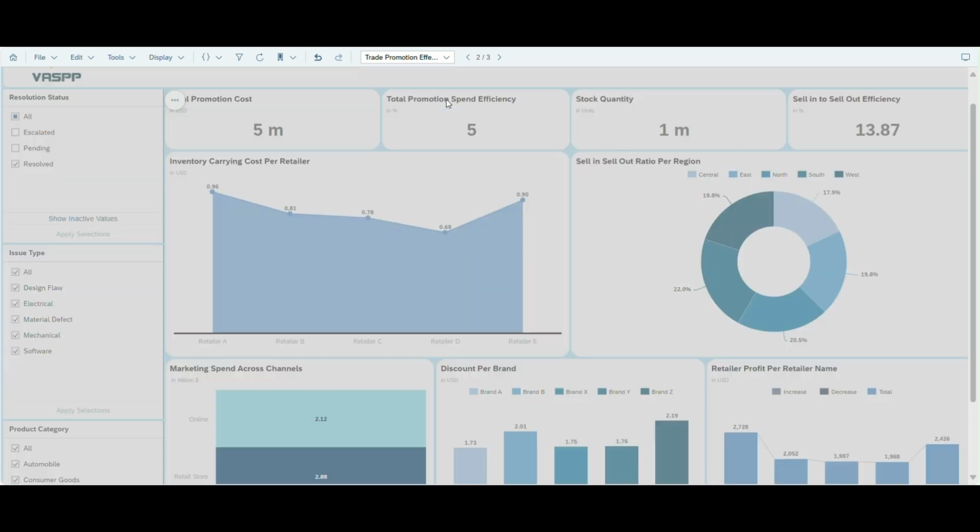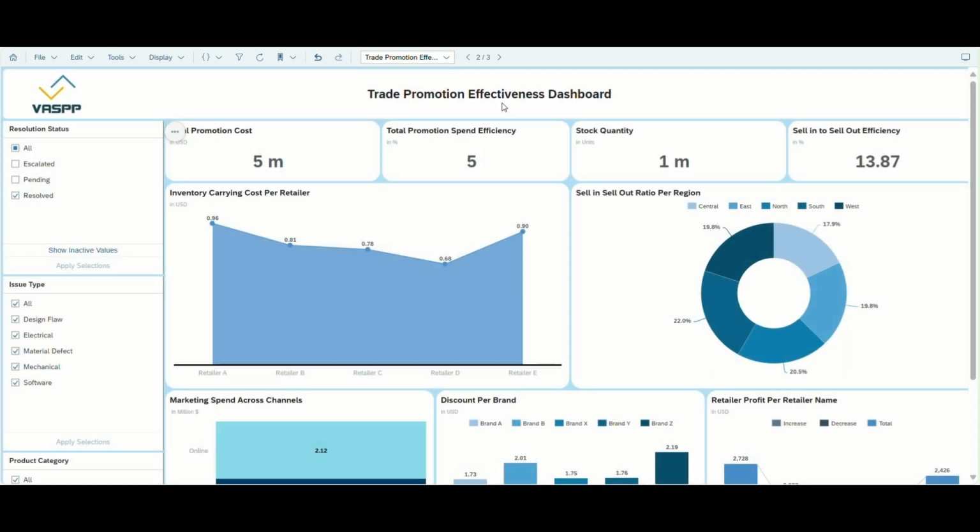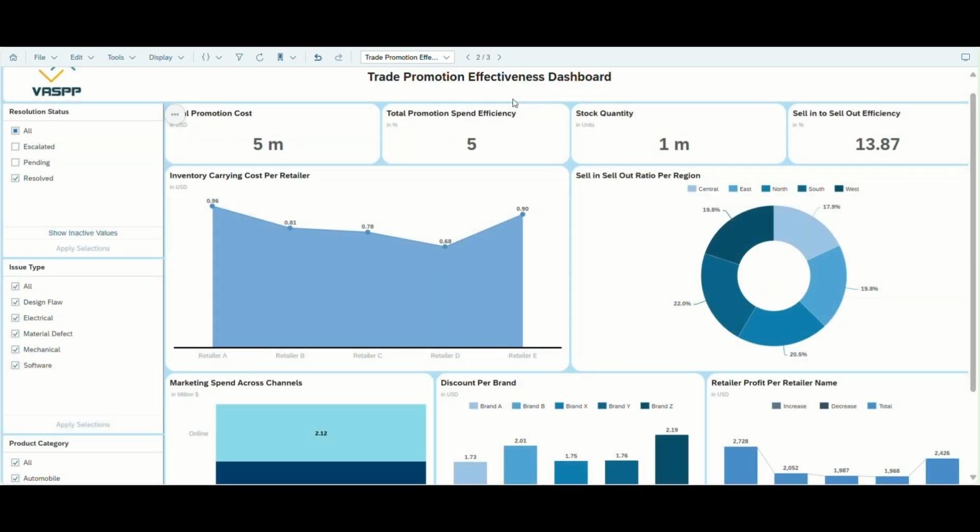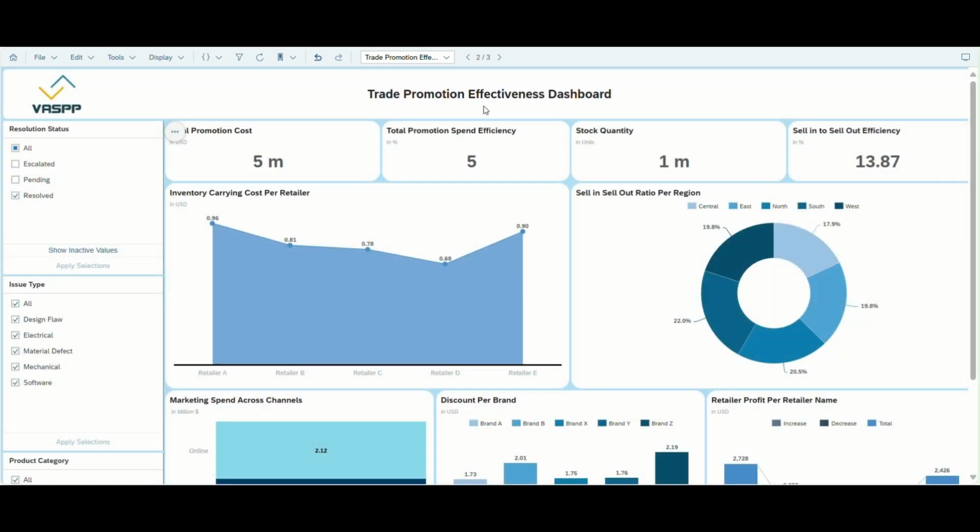This dashboard isn't just for insights. It's for action. For trade marketing, it helps justify spend and optimize strategy. For sales, it reveals how promotions are performing at the ground level. For finance, it provides the ROI and cost control view. For supply chain, it enables better inventory movement and demand matching. And for executives, it answers the most important question: are our promotions creating profit or just burning budget?